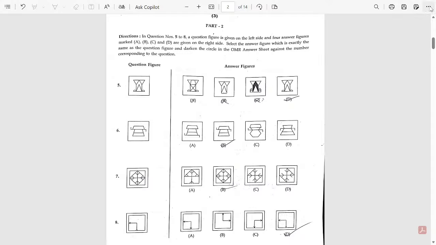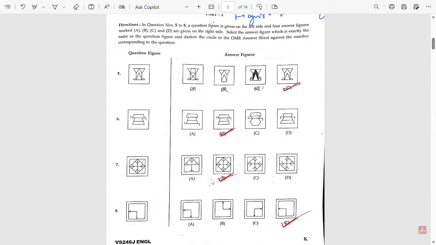So here, for the fifth question, what is the answer? D is the answer, right? For the fifth, D is the answer, that is the same figure, figure matching. The sixth question, B is the answer, that is the same figure for the sixth. And for the seventh, C is the same figure, and for the eighth, D is the same figure. It's very easy, so you will get to know. I am not explaining this. So the eighth answer is option D here.